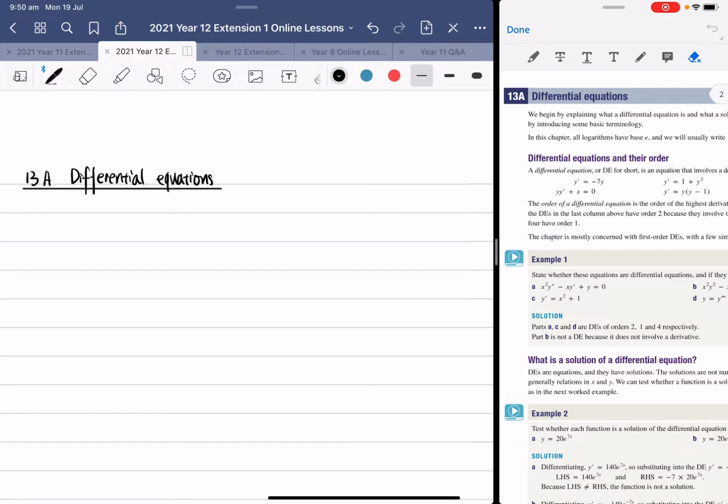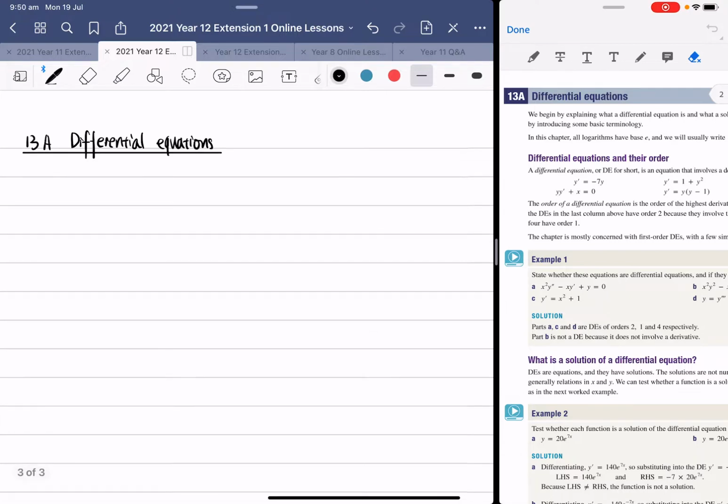Okay, so today we're going to talk about exercise 13A, differential equations. It's the first exercise of chapter 13, differential equations. It's just a first introduction exercise, so it's actually pretty easy. First thing we need to understand is what is meant by differential equations.